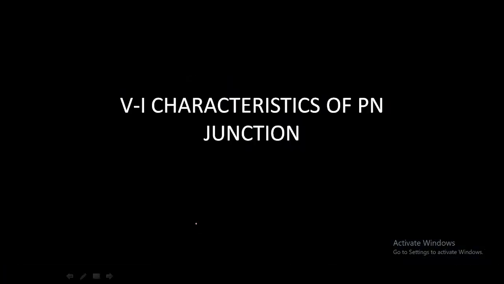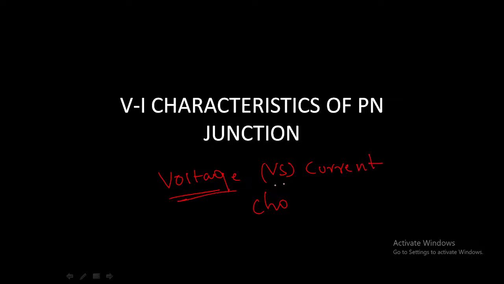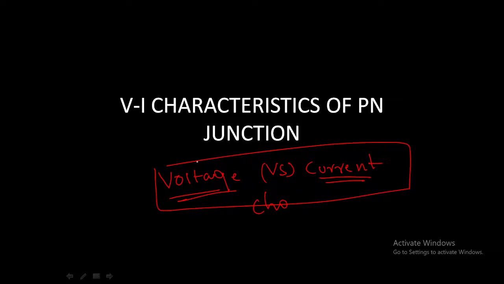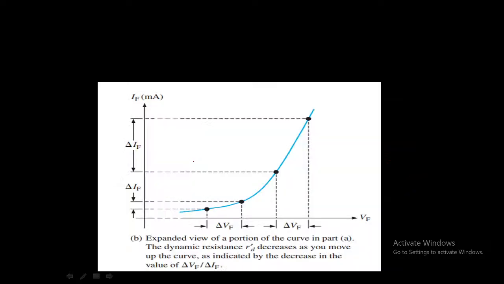VI characteristics of PN junction diode. V is nothing but voltage, so we are going to see voltage versus current characteristics. We are going to see the relation between the voltage and current of the PN junction diode in forward bias and reverse bias. This is the specific VI characteristics of the PN junction diode in forward bias condition.